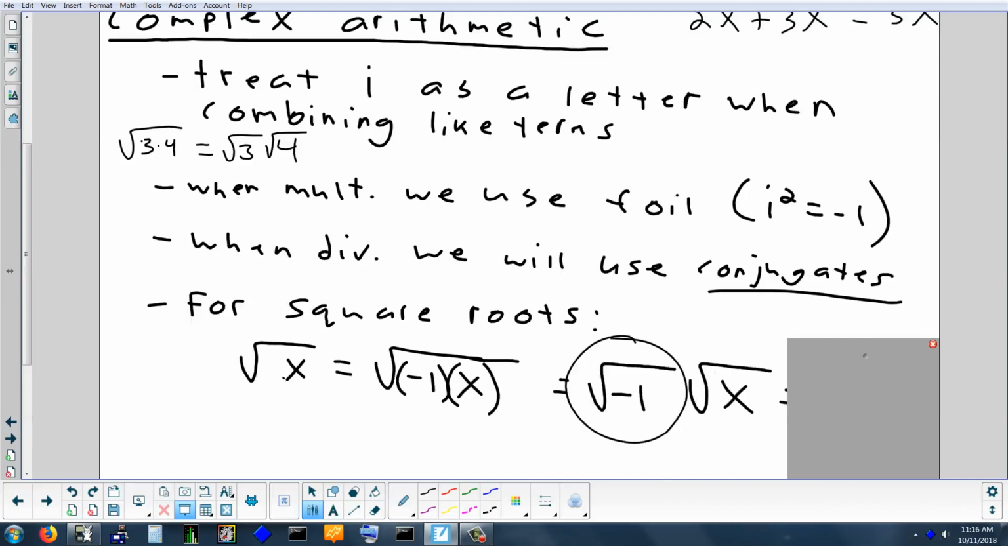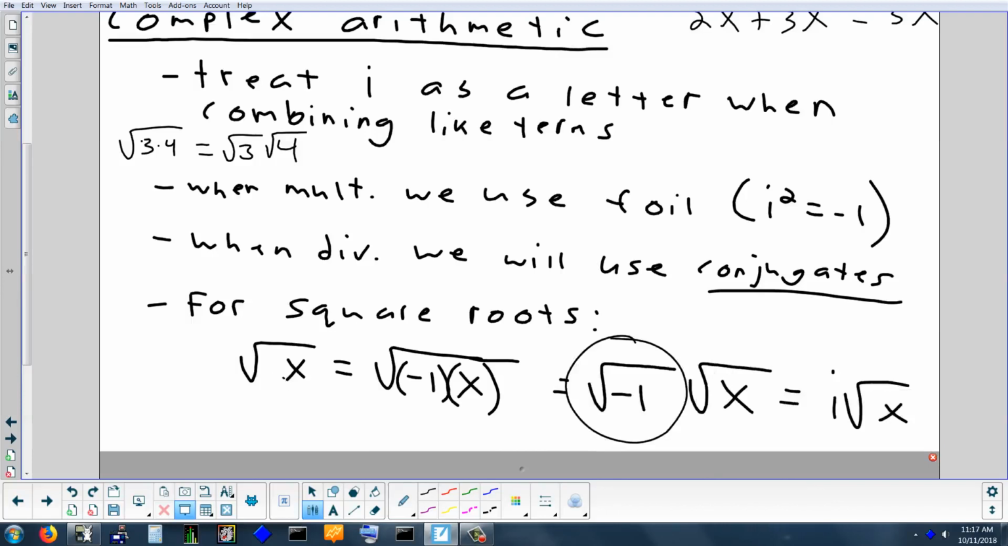And this, we have a way to simplify. What's the square root of -1? Yeah, i. So basically what ends up happening is anytime you take the square root of a negative, you pull an i out, and then you just do the square root like you would normally. But you just have to put the i in front because of that negative symbol right there.